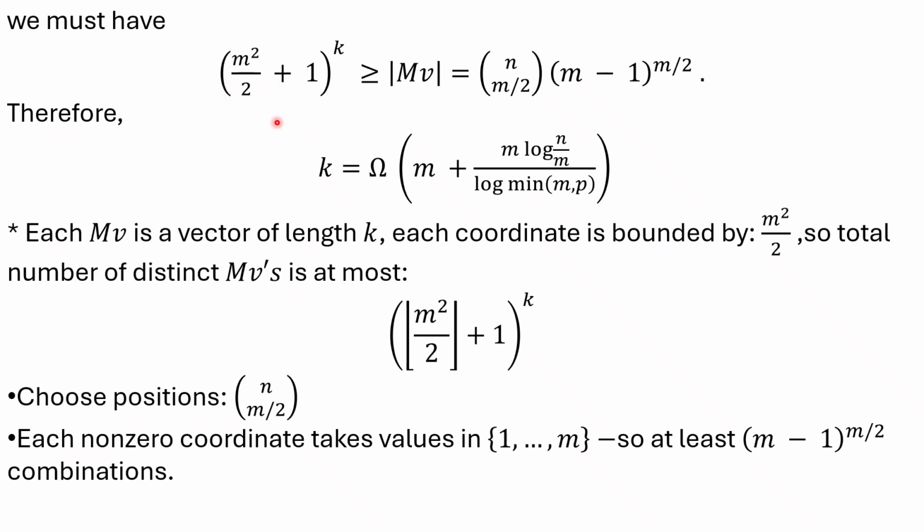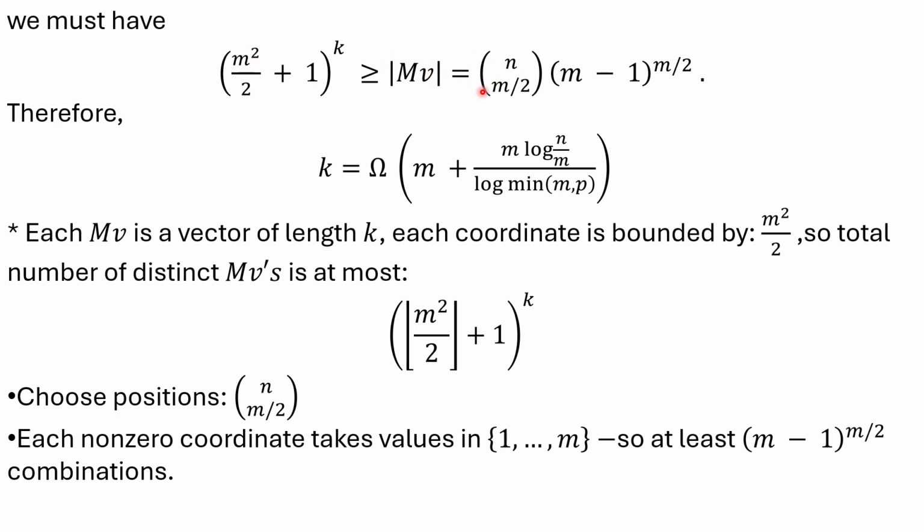We must have this right here. Why is this true? Because each Mv is a vector of length k. Each coordinate is bounded by m to the power of 2 divided by 2, which we saw in the previous slide. So the total number of distinct Mv's is at most m to the power of 2 divided by 2, take the floor, add 1, to the power of k because we have k coordinates. This is where we got this equation from.